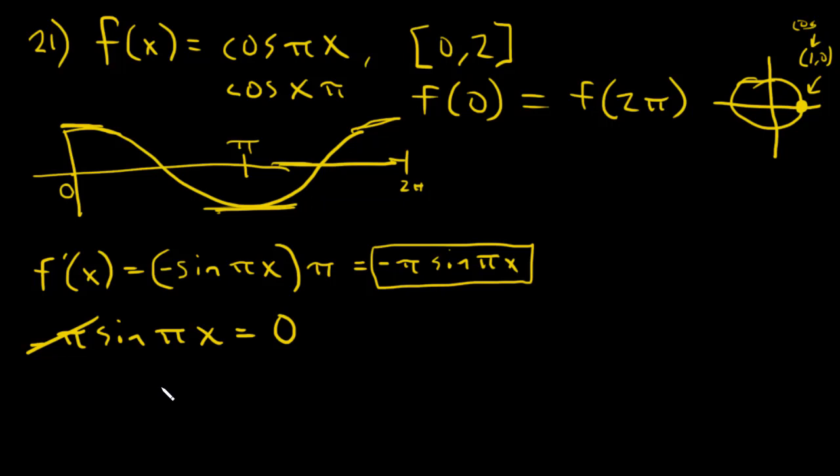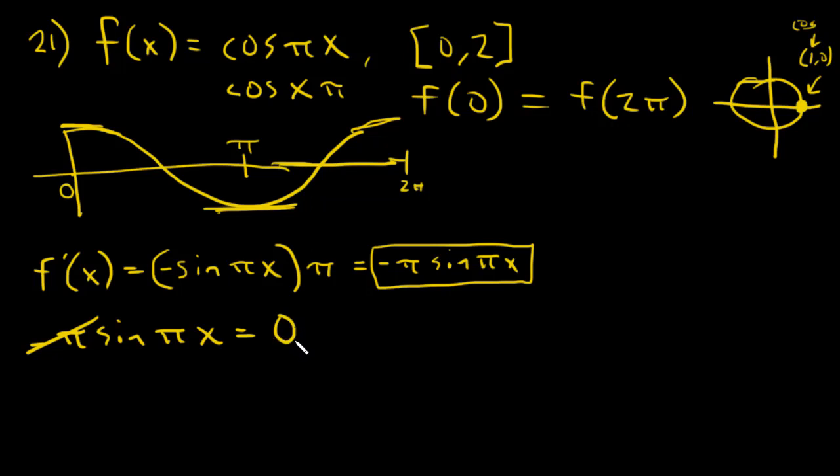And this is kind of a cool question because you can think about the unit circle again. The sine of pi x equals 0 is saying, what value of sine equals 0? Where on the unit circle does sine equal 0? Well, sine is the y value.